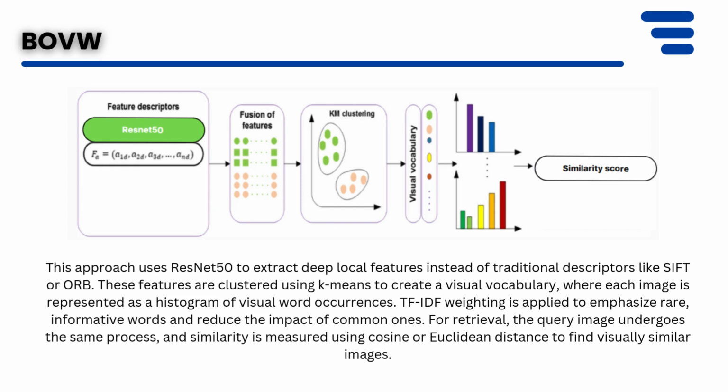And what exactly VLAD is, how VLAD is different from bag of visual words, is that it skips the histogram step and instead aggregates the residual, essentially the difference between features and their cluster center. While this results in a compact and expressive representation, bag of visual words ultimately gave better performance in our evaluation.